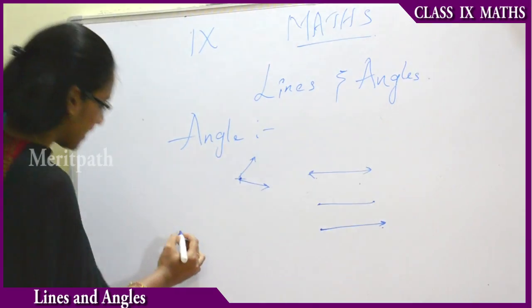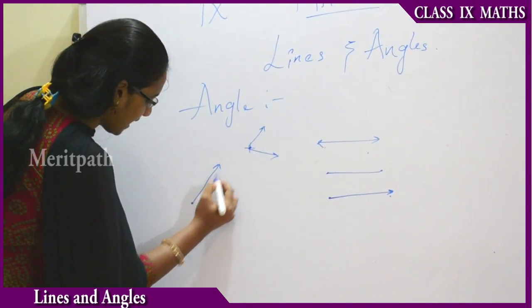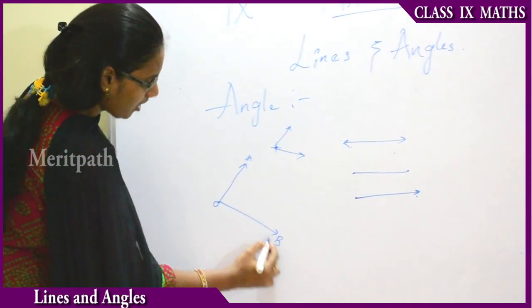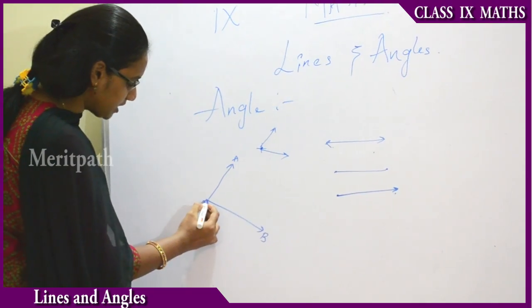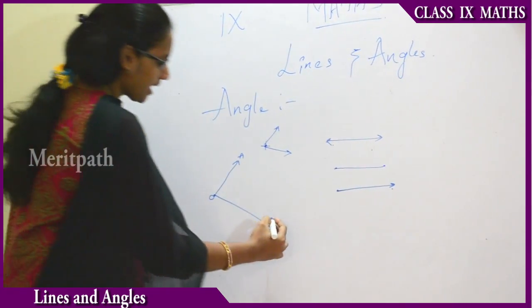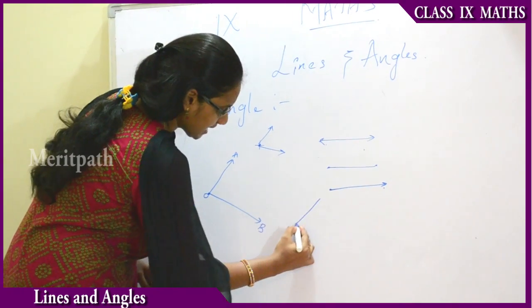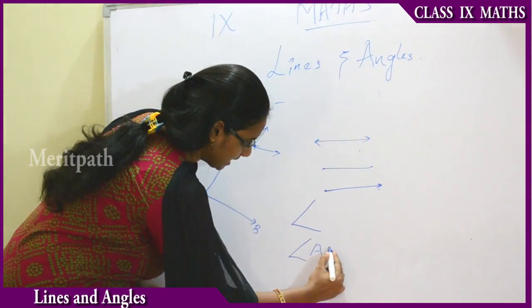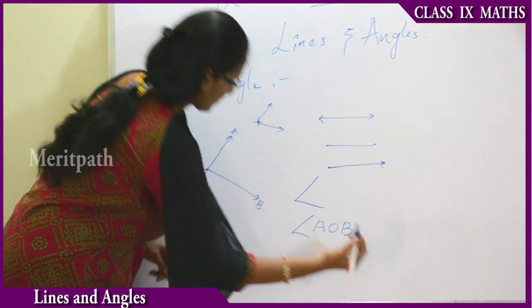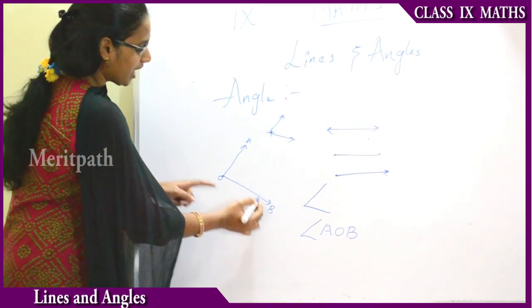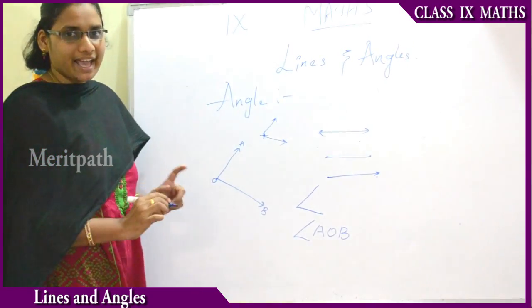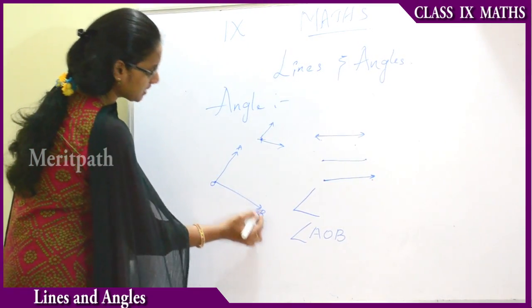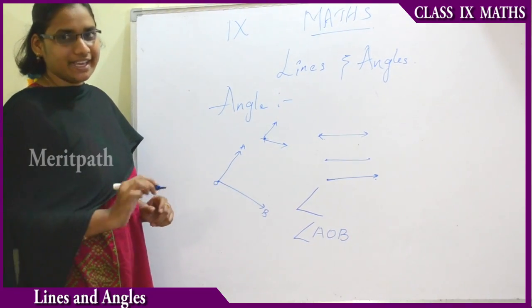Now, let OA and OB be two rays having a common endpoint O; they form an angle. The symbol of angle is ∠, and you can write angle AOB. The two arms are known as the hands of an angle. The definition of angle is: the inclination between two arms OA and OB is known as an angle.